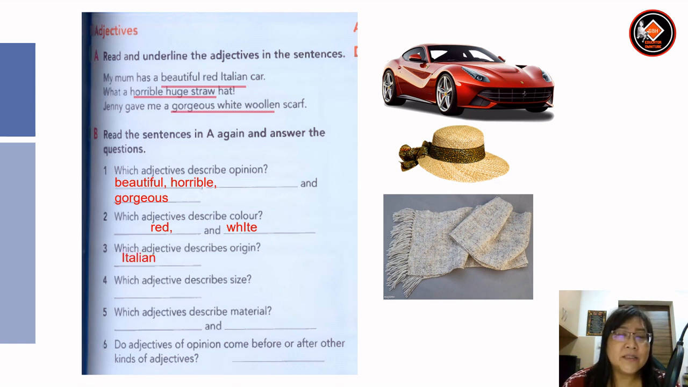Number 4. Which adjective describes size? So the answer is huge. Which adjectives describe material? So the answers are straw and woolen. Do adjectives of opinion come before or after other kinds of adjectives? So opinion here you have beautiful, horrible, and gorgeous. So the answer will be they come before other kinds of adjectives.